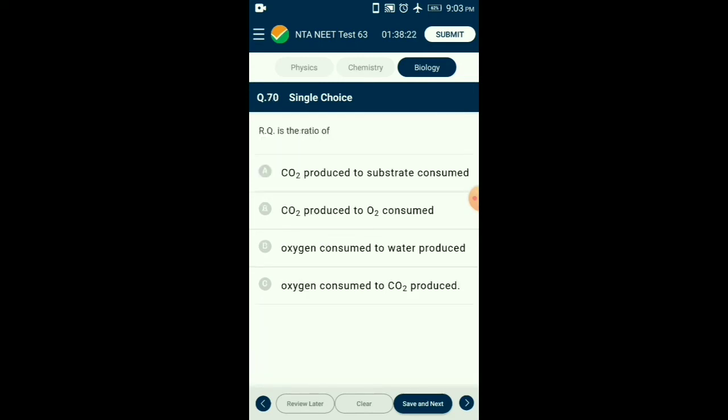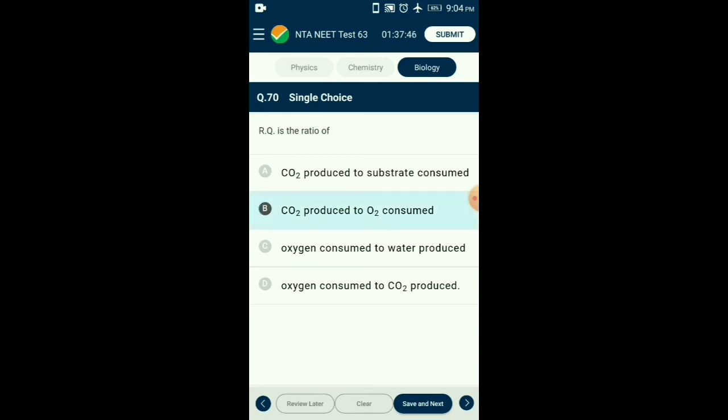Question number 70. Respiratory quotient, the ratio of volume of carbon dioxide released to volume of oxygen absorbed in the respiratory process, is termed as respiratory ratio or respiratory quotient. The value of respiratory quotient varies from one respiratory substrate to another. For example, carbohydrate is 1, lipids and proteins are less than 1, that of organic acid is greater than 1. So the answer for this question is option B.